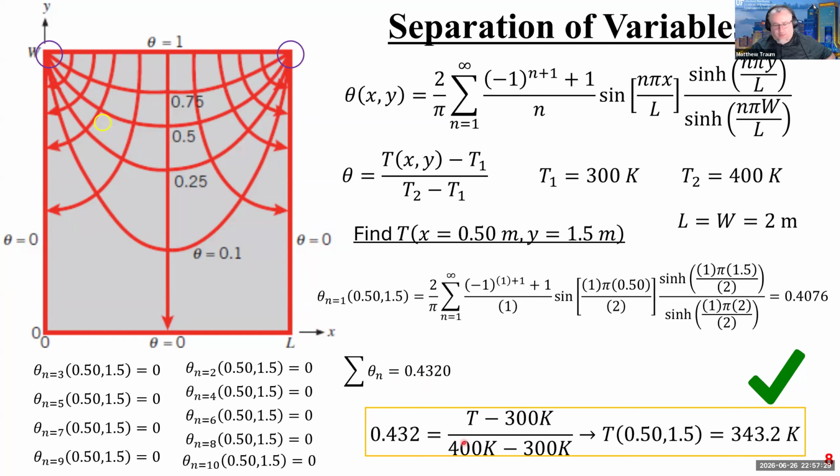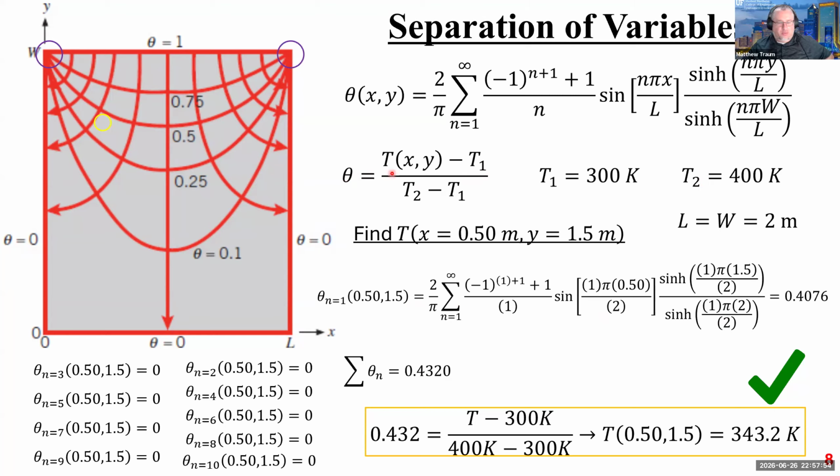Okay, now I've got to convert this back into a temperature, right? Theta is wonderful for conserving chalk, but not particularly good if you actually need to report a real temperature. So remember, what do we do, right? We just define theta as the temperature at the spot we were interested in minus T1 divided by T2 minus T1. Well, look, I know T1 and I know T2, so I'm just going to take the value of theta that I found from doing my infinite series. I'm going to plug it in here.